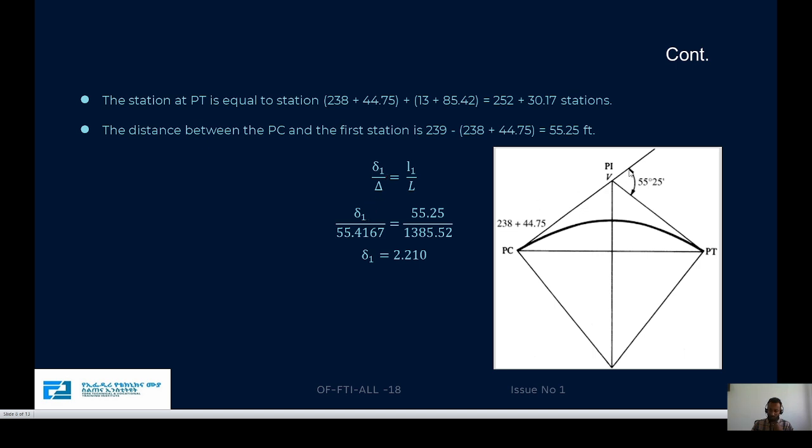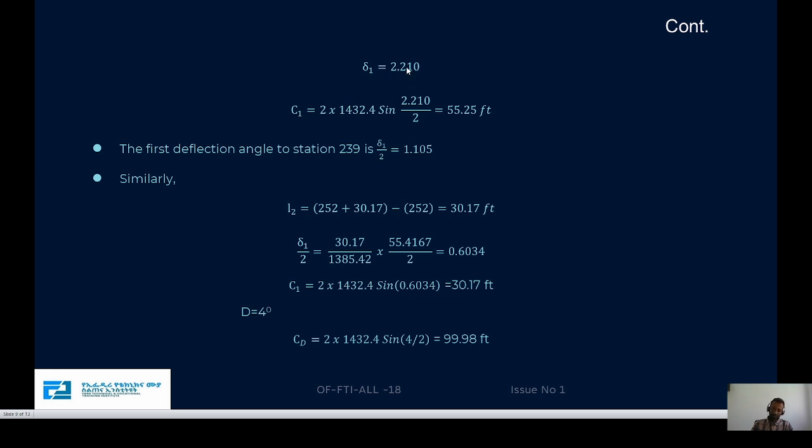The delta will be this one, 55.4167 degrees, converted into degrees. The first length from the PC to the whole station is 55.25, divided by the whole length from point of curvature up to the point of tangent, 1385.52. So the first delta is equal to 2.21. So the first delta has also been calculated.